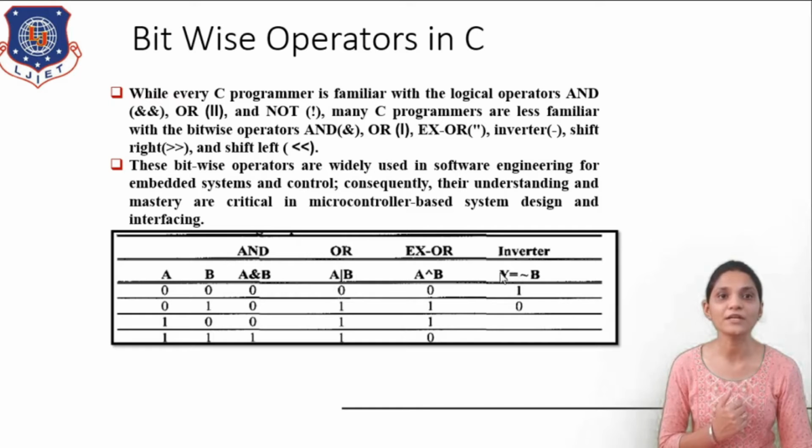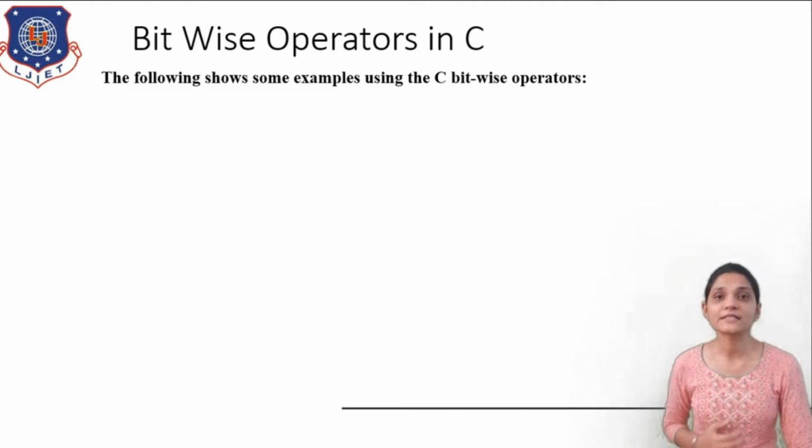And these are the operators you are going to be using. These are the symbols that you use for these particular operations. For example, this is for AND, this is for OR, this is for XOR, and this is for inverting. So these are the basic bitwise operations. Let us see some examples which perform these bitwise operations.